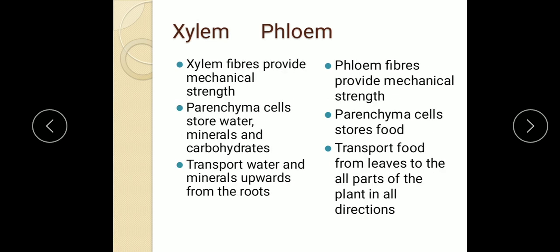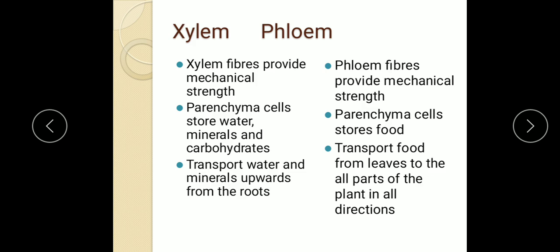Now we will see the other 2 types of cells, that is xylem fibers and phloem fibers. Both have a similar function, to provide mechanical strength to the plant. In phloem, the phloem fibers are made up of sclerenchyma cells.